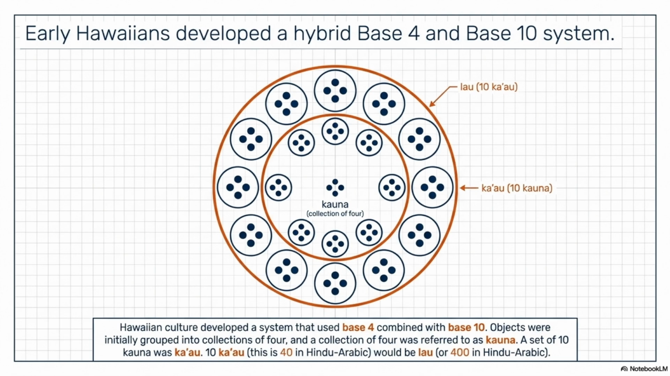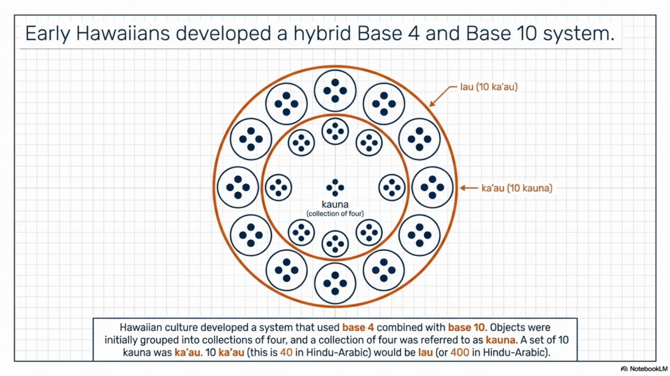Your numbers would get infinitely long very quickly. They would. So they used a base 10 multiplier to scale those groups up. 10 of those kaunaso, 10 groups of 4, which is 40 items, was called a ka'au. Okay, and then 10 ka'au, which is 10 groups of 40 or 400 items, made a lau. You've got it. So they retained the physical convenience of counting by 4s, but they bolted on the mathematical scaling power of 10s.